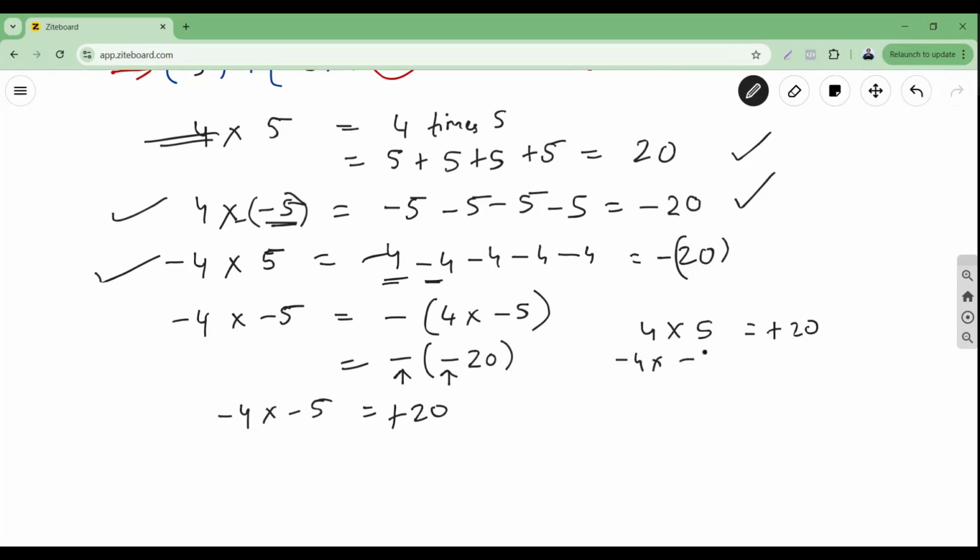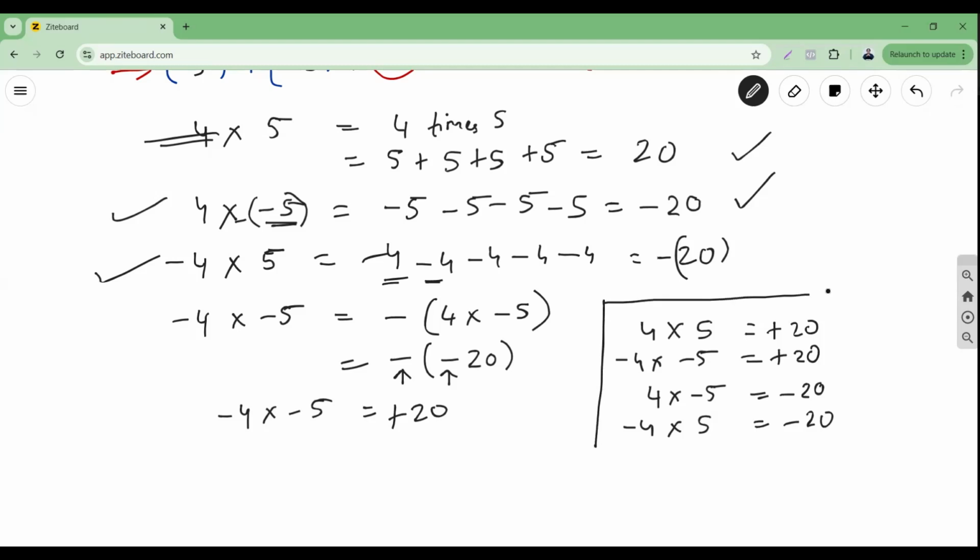-4 times -5 is also a +20. That means both the signs are same. When the signs are same, I'm getting the same +20 as the answer. Now, if it is 4 times -5 or -4 times 5, in both these cases, one of the numbers is a negative number. So I get the answer as -20, if only one of the numbers is negative.